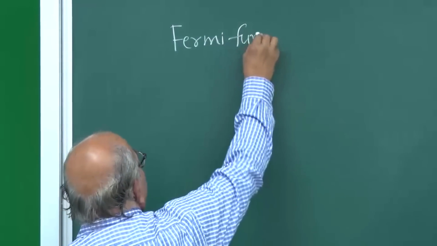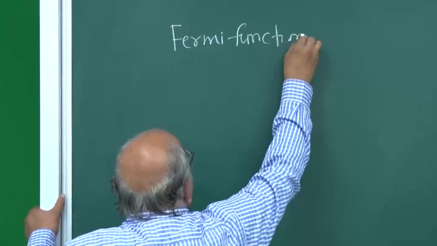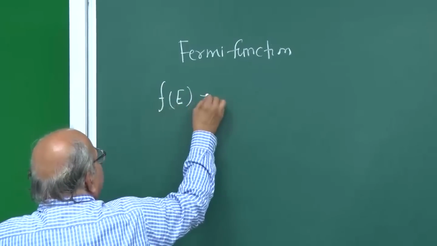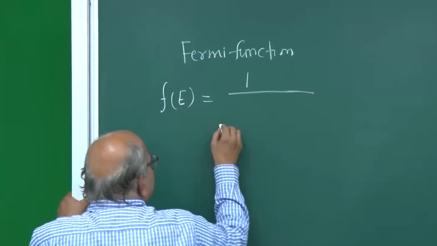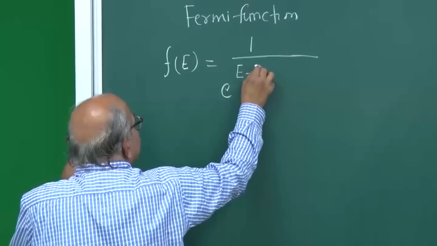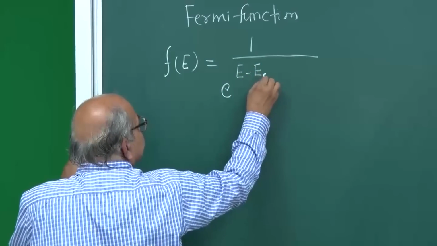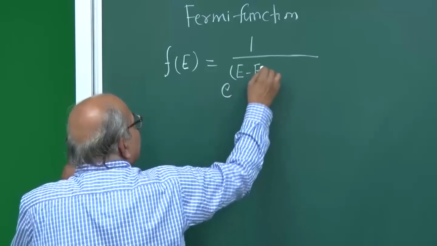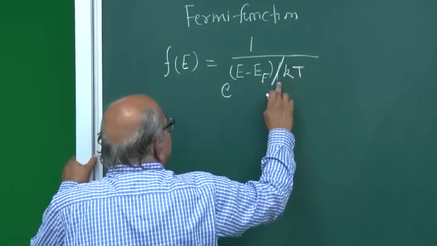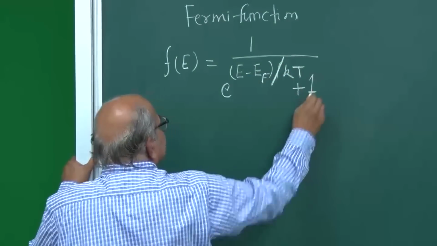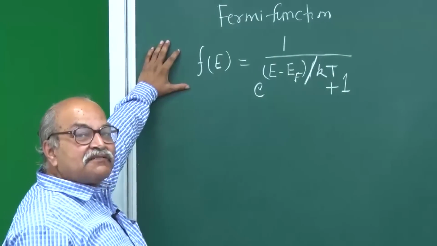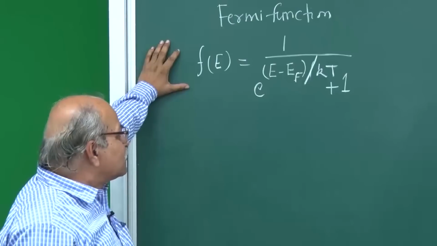First, let me write this function. This is a function of energy, and it is written as 1 divided by e to the power (E minus EF) divided by kT, plus 1. So this is known as a Fermi function. It's a very interesting function mathematics wise also.